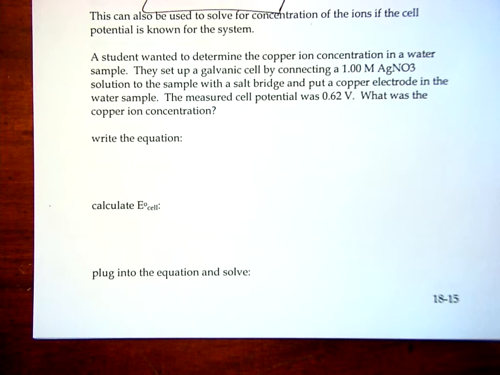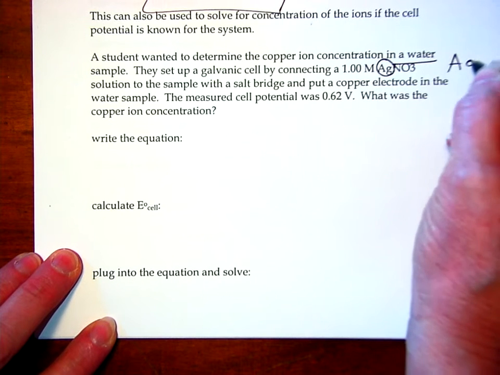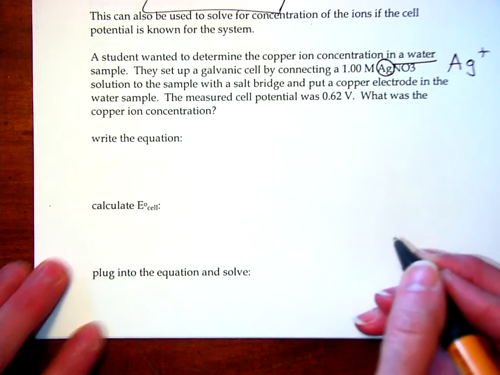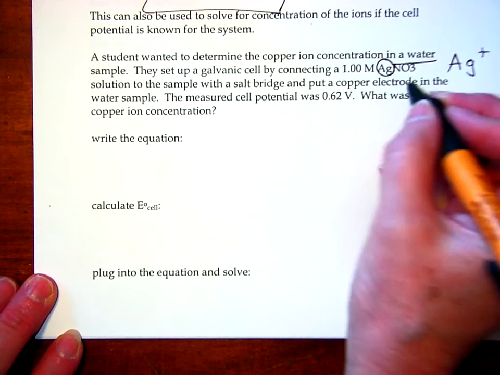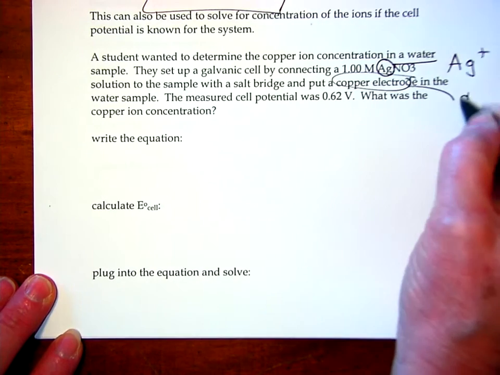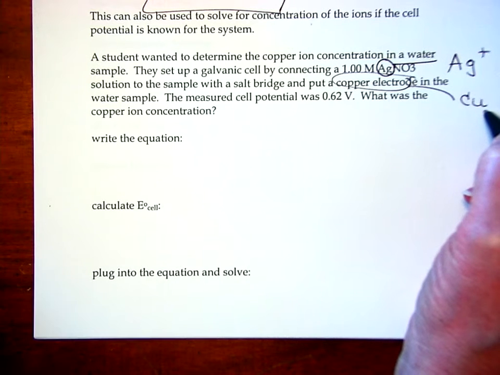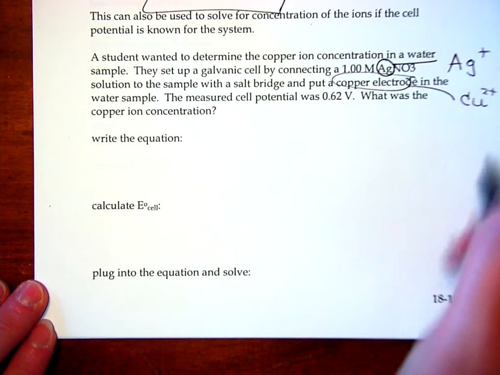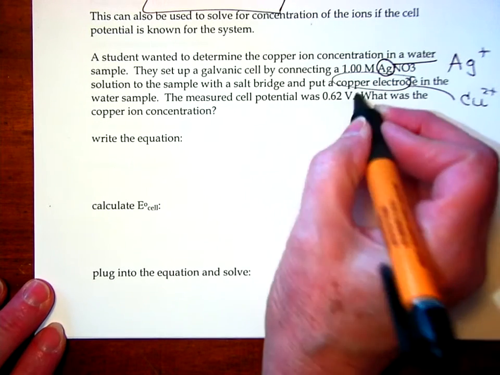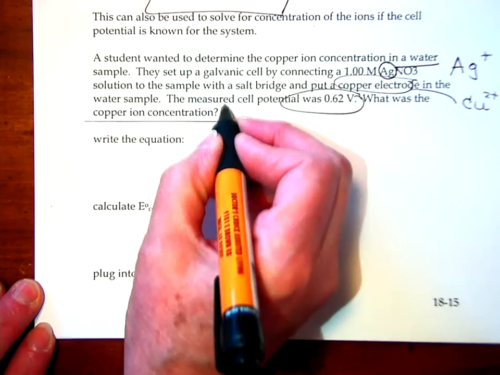They set up a galvanic cell connecting 1 molar silver nitrate solution, so it is the silver ion that's going to be doing the chemistry here, with a salt bridge, and they put a copper electrode in the water sample. Putting a copper electrode tells us we're going to have copper solid, and we're trying to determine the copper ion concentration, so that'll be the other half reaction. Then the measured cell potential was 0.62 volts. What was the concentration of the copper?